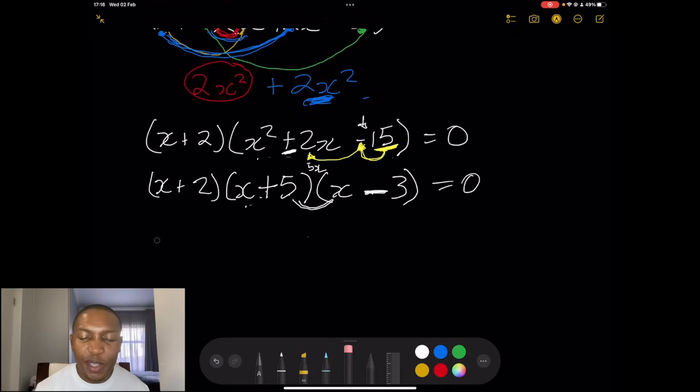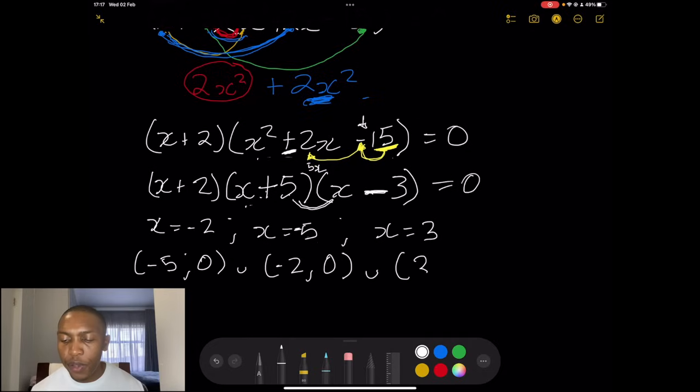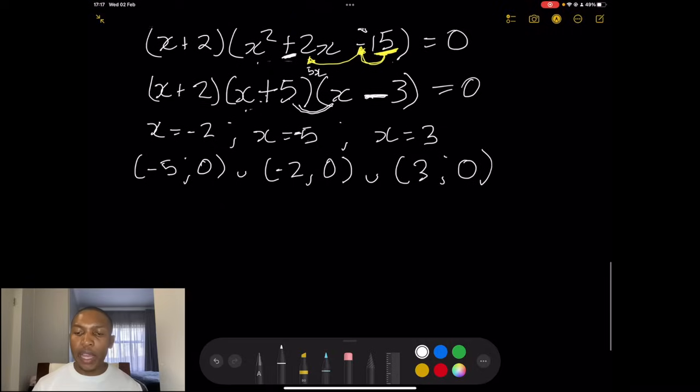That's what we're looking for, right? So our x-intercepts, it means that x is equal to negative 2, x is equal to 5, x is equal to 3. So it means that our x-intercepts, that's negative 5, okay? So we're going to have negative 5 and 0. We're going to have negative 2 and 0, okay? And we're going to also have 3 and 0, okay? Right, and that's our x-intercept.